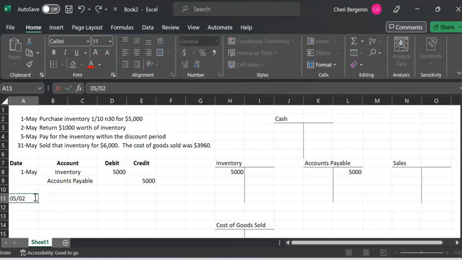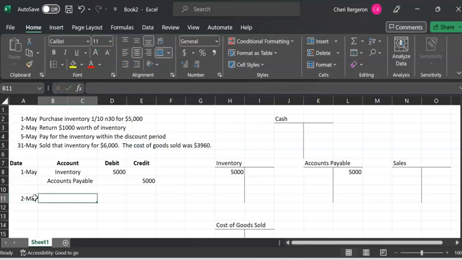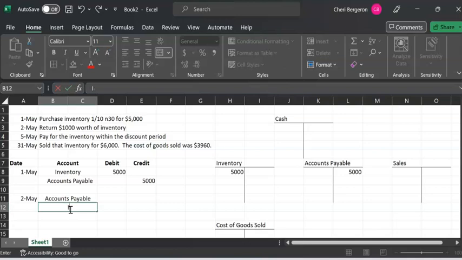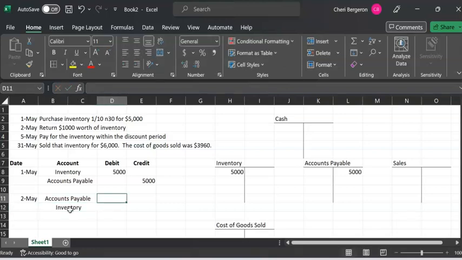On May the 2nd, I returned some of that. So I returned $1,000. So I'm just going to undo this entry. In other words, flip it. So what I mean is before I credited accounts payable, so now I'm going to debit accounts payable. And I'm going to credit inventory because I sent some back. So that's for $1,000. So let's go ahead and see what that looks like in our T accounts.